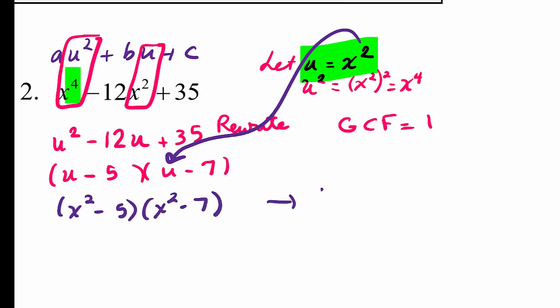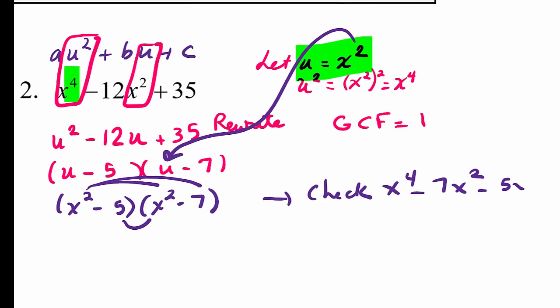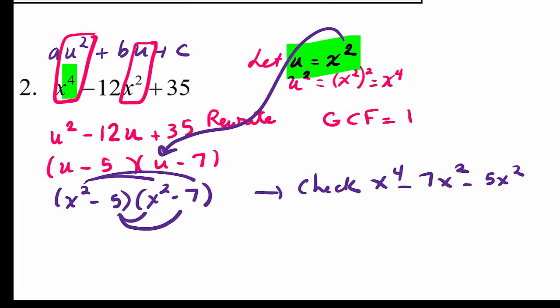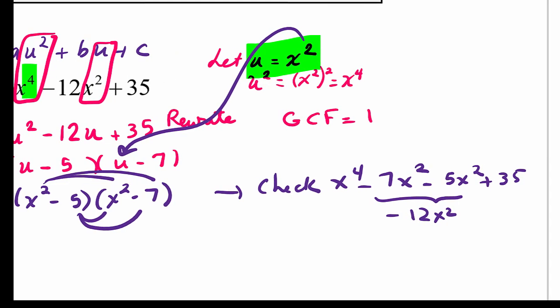And of course, that's easy to check by FOILing, right? If I do my firsts, I get x to the fourth. If I do the outers, I get negative 7x squared. If I do my inside terms, I get a negative 5x squared. And if I do my last, I get my positive 35. And here's my middle term. So checking your answer won't be tough, okay?